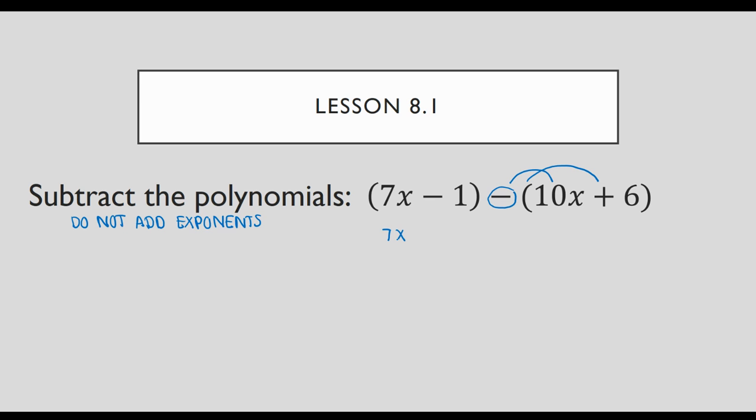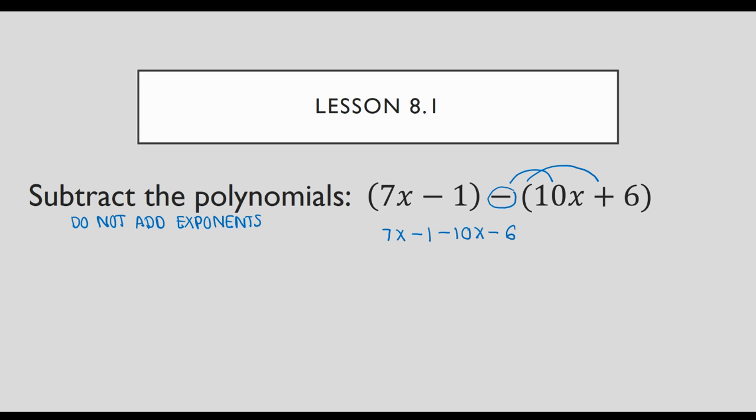So that 7x minus 1 will stay exactly how it is. You don't really have to write the parentheses anymore. Now I'm going to distribute the negative. So negative times 10x is negative 10x. Negative times 6 is negative 6.